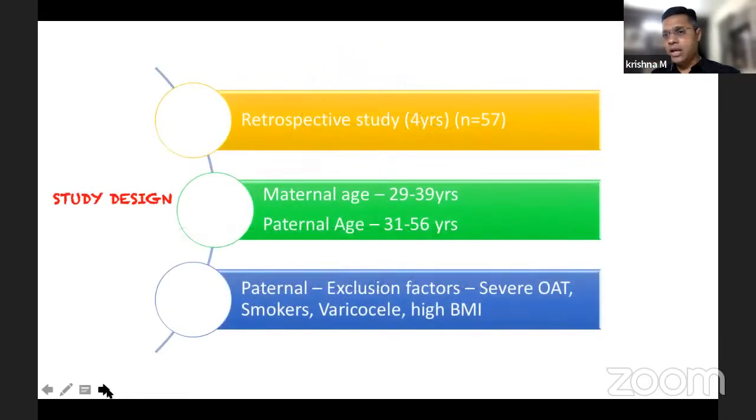So this was a retrospective study done over a period of 4 years, and there were only 57 patients that they considered after the exclusion criteria. The maternal age was between 29 and 39 years, and men were between 31 and 56 years. For the male partners, the exclusion criteria were severe oligoasthenoteratozoospermia, history of smoking, clinically elicitable varicocele, or high BMI. On the female side, if there was a known factor for implantation failure, like a uterine factor, they were excluded from the study.